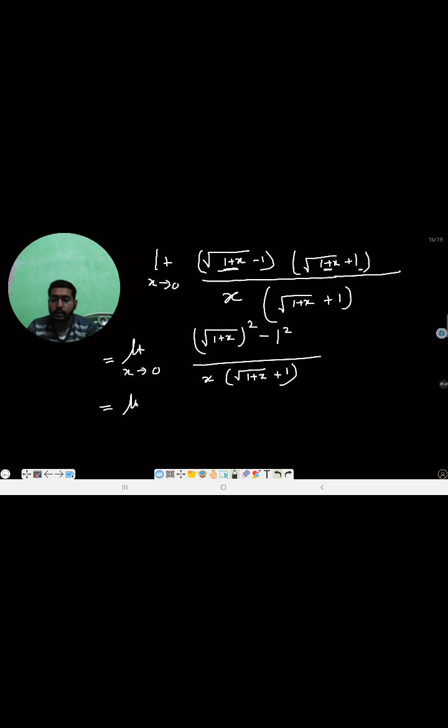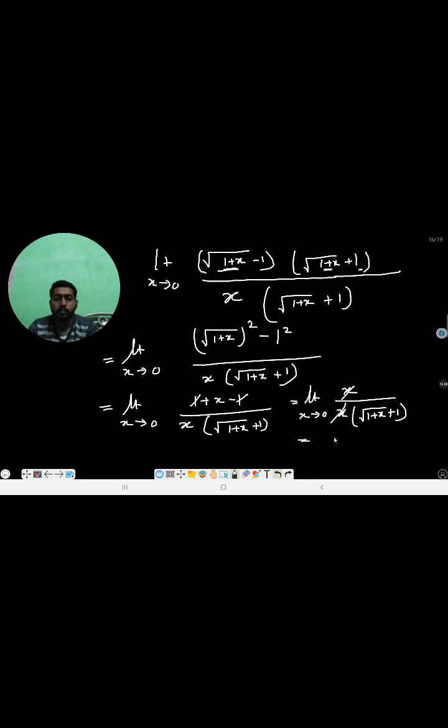So here you can see limit x tends to 0, that will be 1 plus x minus 1 by x into root of 1 plus x plus 1. So you can see x and x will be cancelled out. So here it will remain like this: limit x tends to 0, x by x into root of 1 plus x plus 1. So x and x will be cancelled out, that will be 1 by, now if I put x equals to 0 here, 1, so 1 plus 1, that will be half.